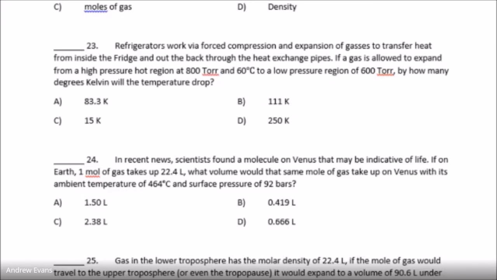This is our first PV equals nRT problem. We're saying if n is 1 mole, what is our V given the fact that temperature is 464 Celsius and pressure is 92 bars? So the first thing we've got to do is change our temperature. 464 plus 273 is 737 Kelvin.